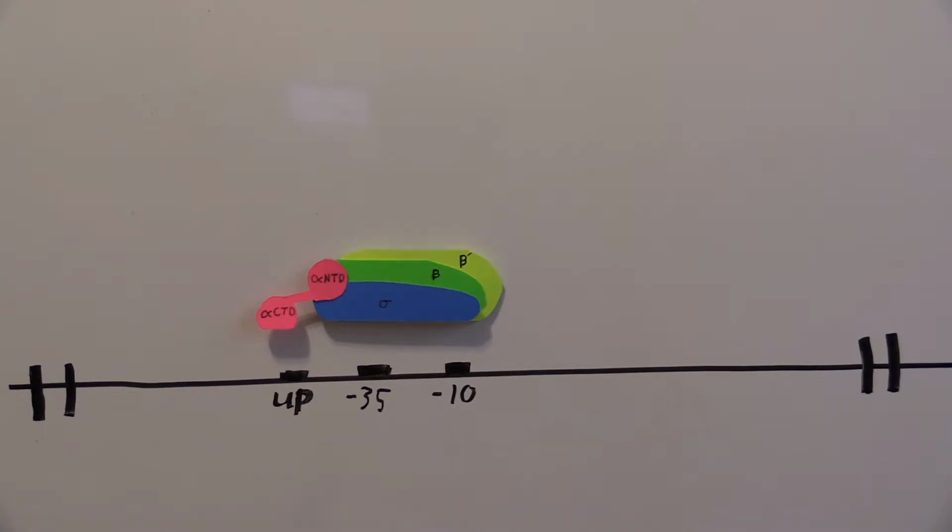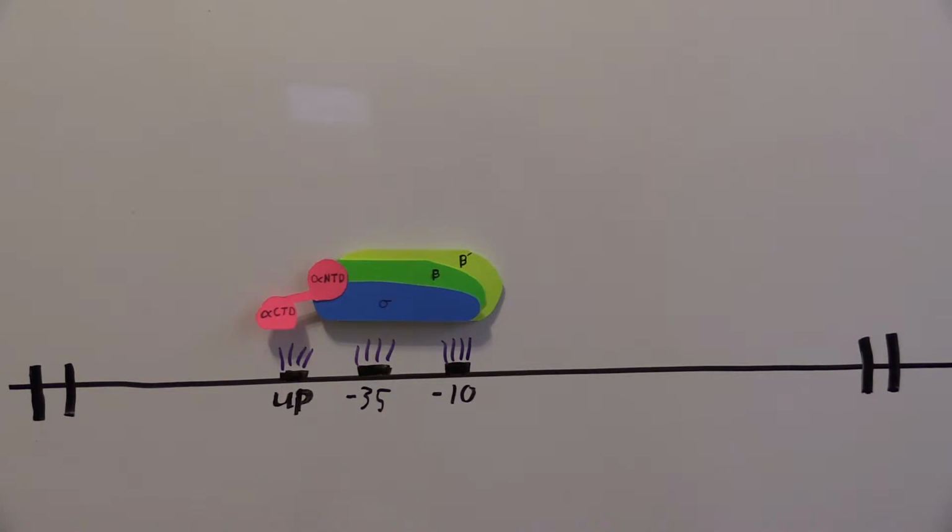Now normally upstream of the +1 we have the -10 and -35 regions, but with an up element there's a third place for RNA polymerase to bind. Having 3 binding sites over 2 increases the likelihood that RNA polymerase would bind and transcription would occur.